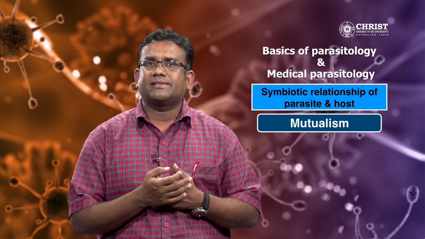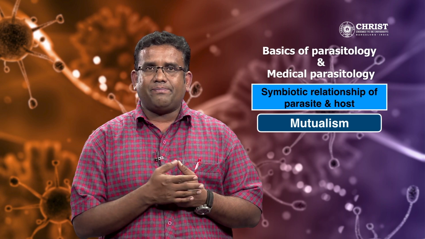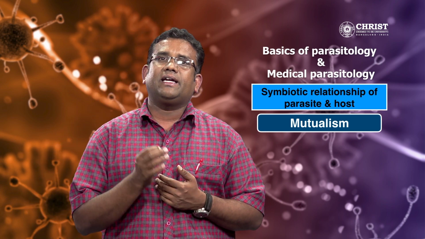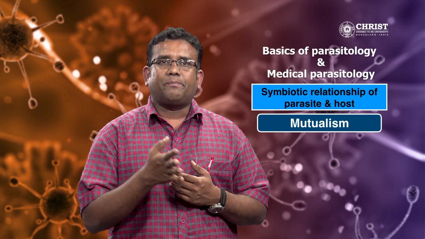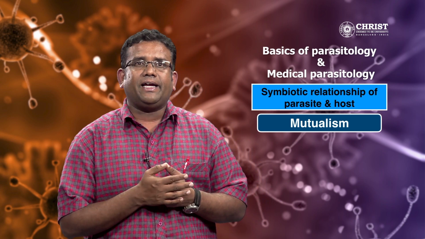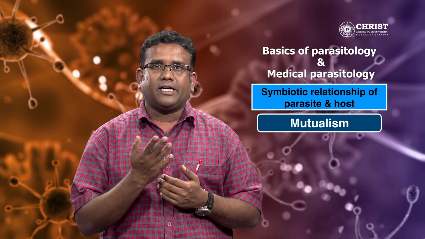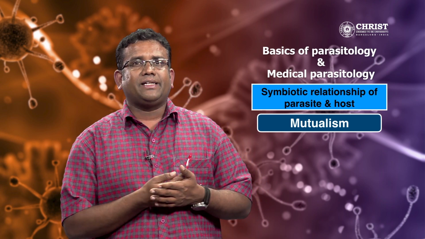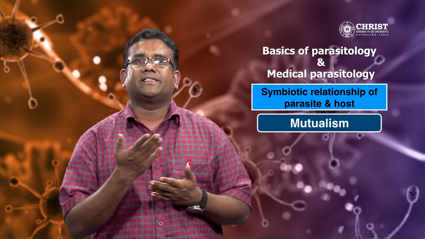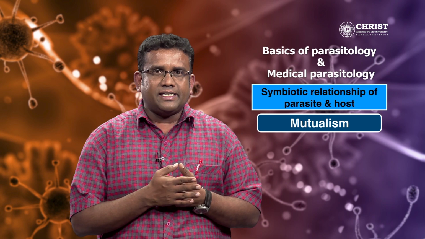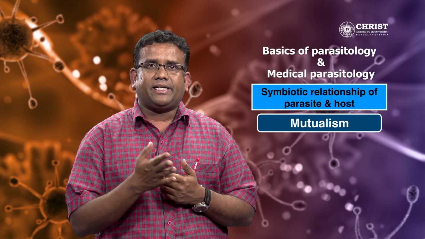One classic example is the relationship between certain species of flagellated protozoa living in the gut of termites. The protozoa, which depend entirely on a carbohydrate diet, acquire their nutrients from termites. In return, they are capable of synthesizing and secreting cellulases, the cellulose digesting enzymes which are utilized by termites in their digestion.